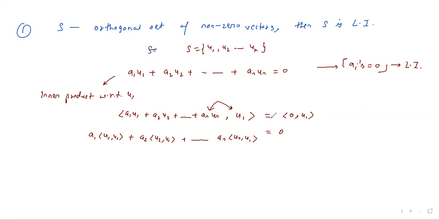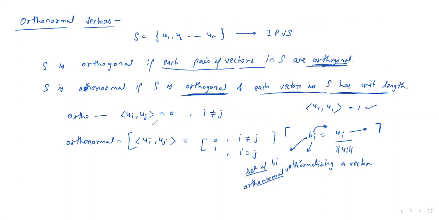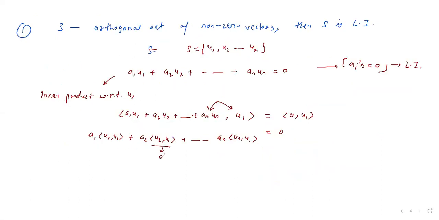Now if these vectors are orthogonal, then we have studied just now that ui comma uj is equal to 0 when i is not equal to j, and this is equal to 1 if i is equal to j. By applying this we can say that this would be equal to 0, because they are perpendicular to each other, they are orthogonal vectors. Similarly all the other terms would be 0, and only the inner product of u1 with u1 remains. Now we know that this vector u1 is not equal to 0, since we have considered the set of non-zero vectors, so the inner product of that would not be 0. So we can say that a1 would be equal to 0 from here. So I got my a1 equal to 0.